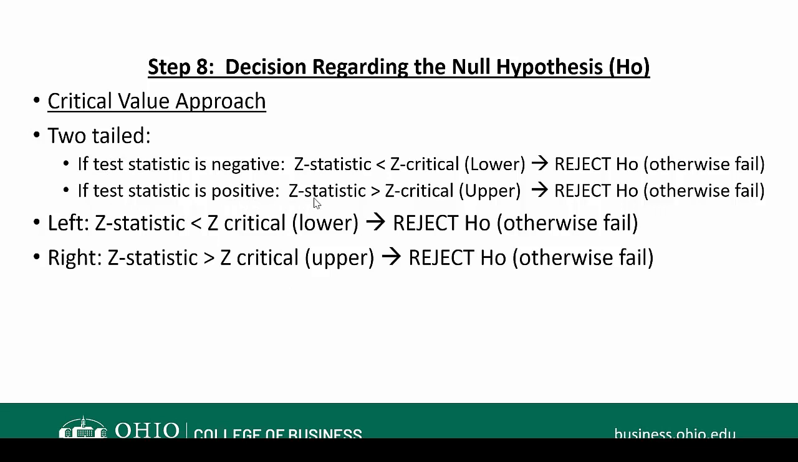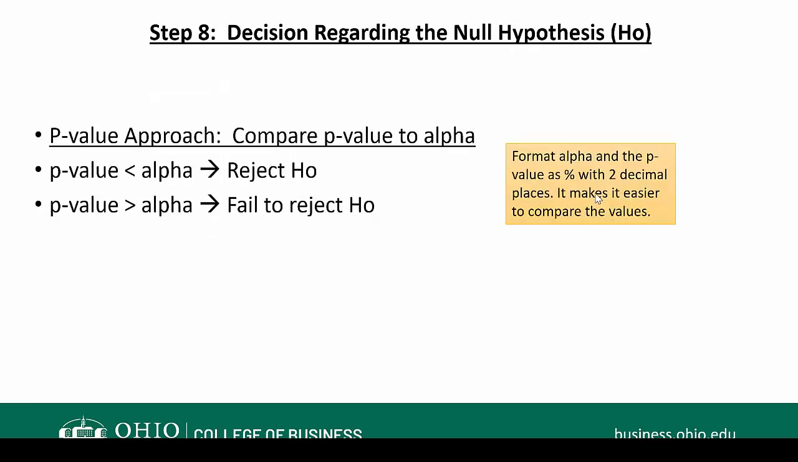It was 2.5. And our test statistic of 2.5 was greater than the upper critical value of 1.96. Thus, we will reject the null hypothesis. We can also determine if we should reject or fail to reject with the p-value approach. If the p-value is less than alpha, we reject. If the p-value is greater than alpha, we will fail to reject.